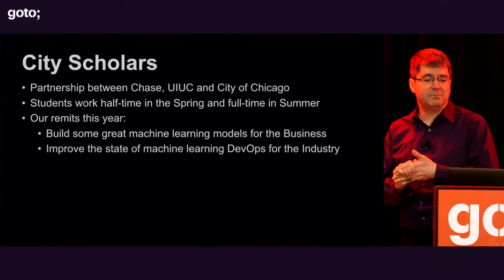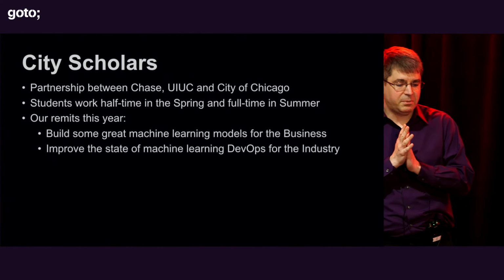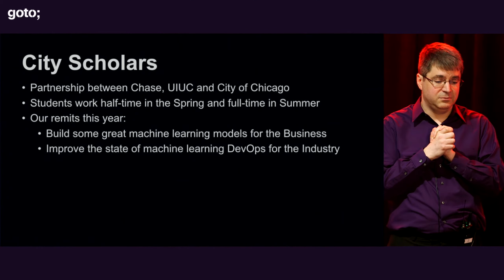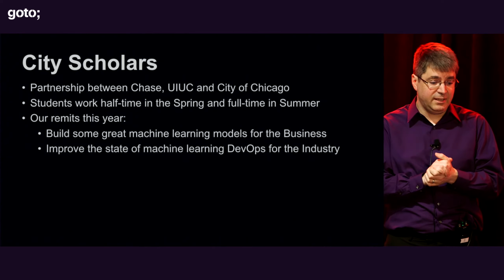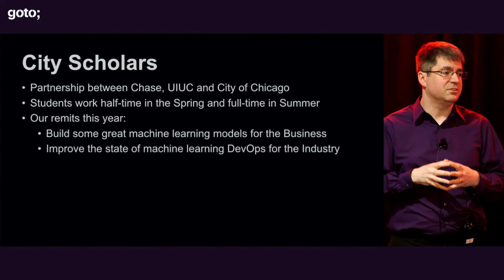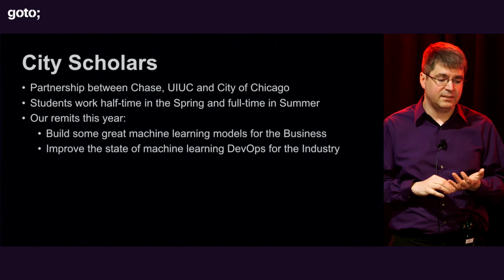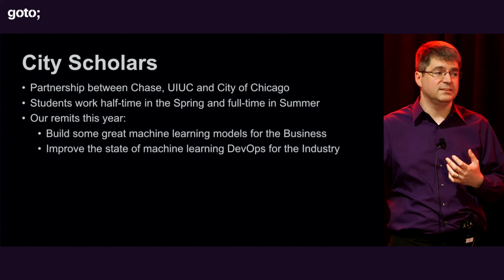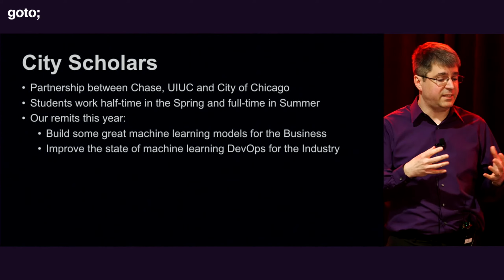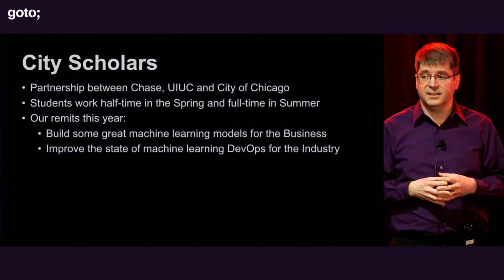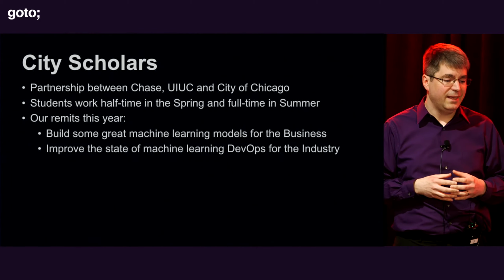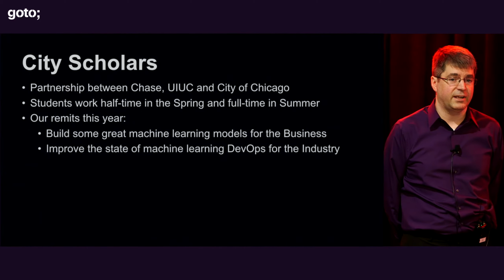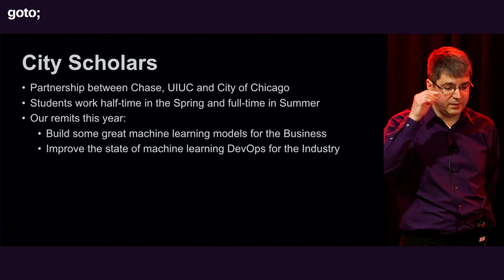All right, so let's talk a little bit about City Scholars. City Scholars is a partnership between the City of Chicago, the University of Illinois at Urbana-Champaign, which is one of the top 5 schools of computer science in the country, and about 50 different technology companies in Chicago. Every year the students work half-time during the spring with one of the big technology companies in Chicago, and they go to class half-time. Then in Chase's case, at least, they come back in the summer and work full-time. The idea is to make Chicago a compelling destination for our technology graduates, after they graduate downstate, to come work in Chicago.